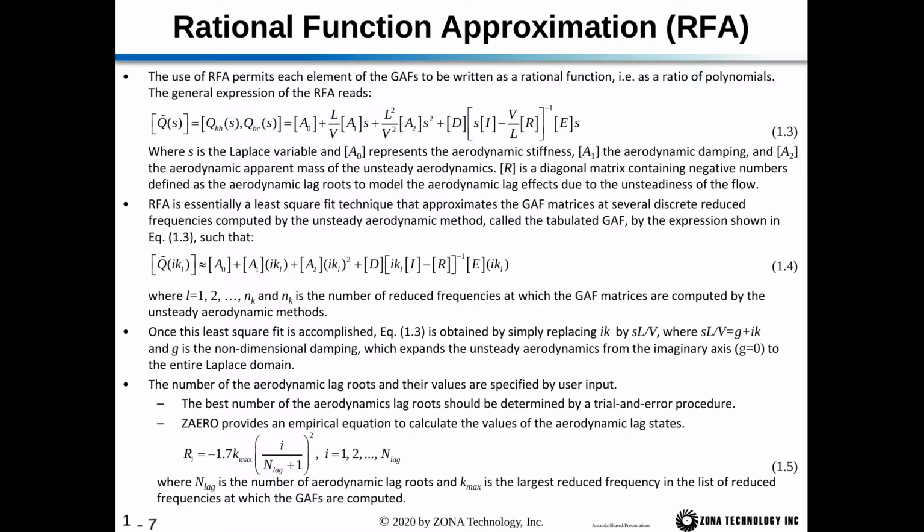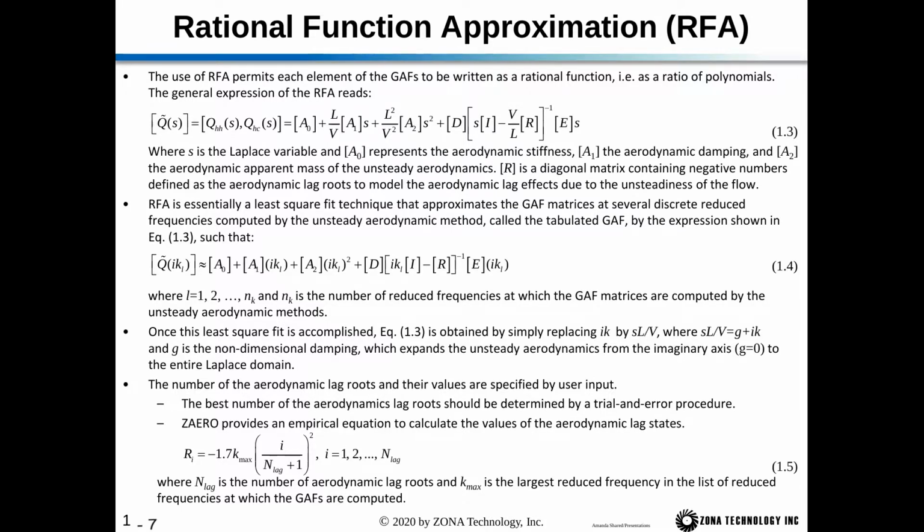Now, once this least square fit is accomplished, equation 1.3 is obtained by simply replacing IK by SL over V, where SL over V is equal to G plus IK, where G is the non-dimensional damping. This expands the unsteady aerodynamics from the imaginary axis, which is G equals 0, to the entire Laplace domain. Now the number of aerodynamic lag roots and their values are specified by user input, and the best number of aerodynamic lag roots should be determined by a trial and error procedure.